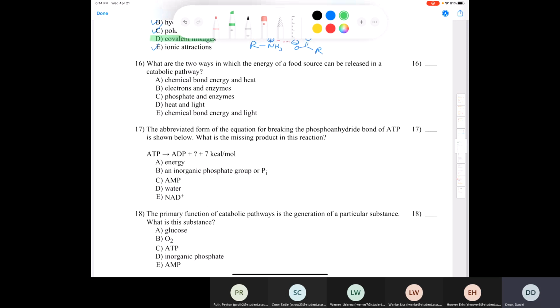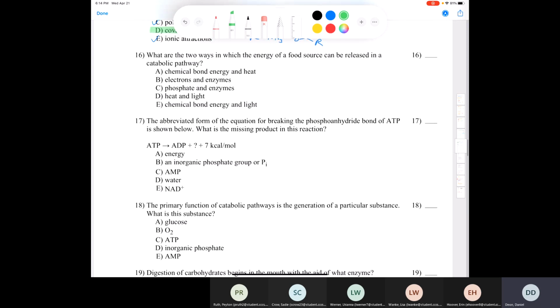All right, question 16 says, what are the two ways in which energy of a food source can be released in a catabolic pathway? So this is kind of the kickoff to chapter 21, where we looked at carbohydrate metabolism.